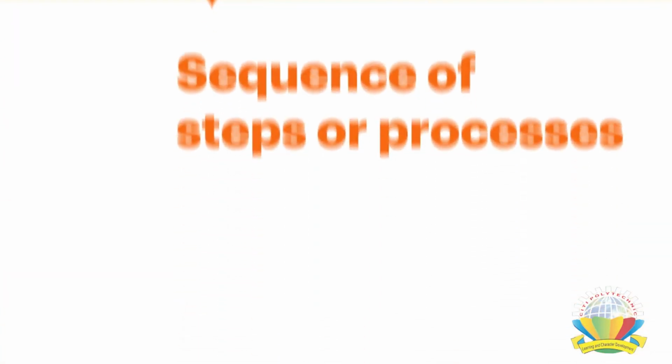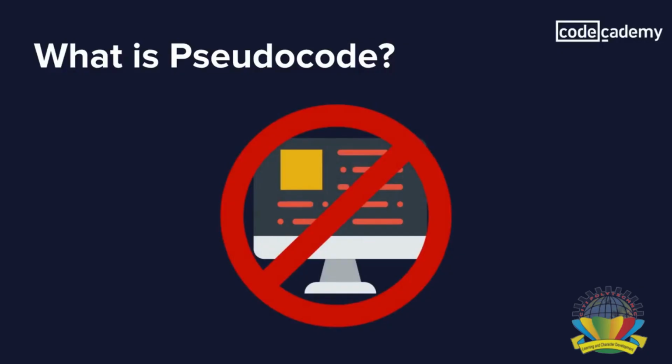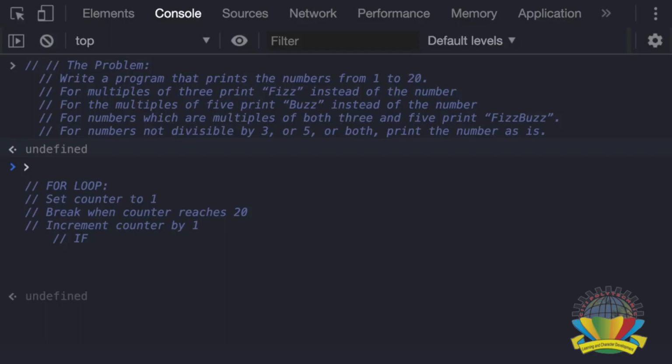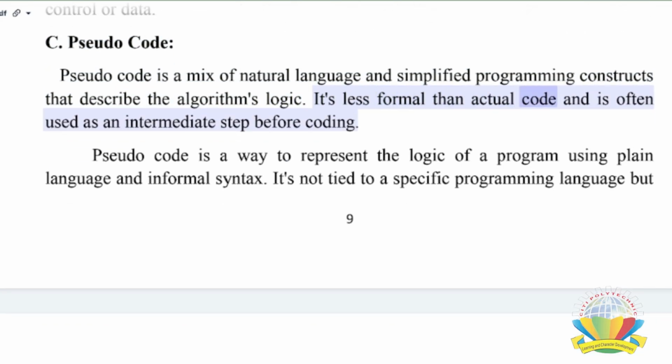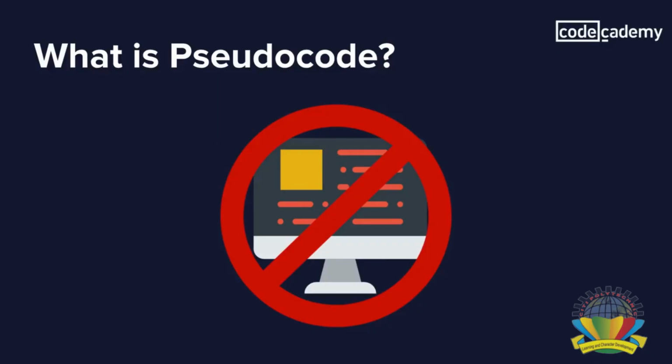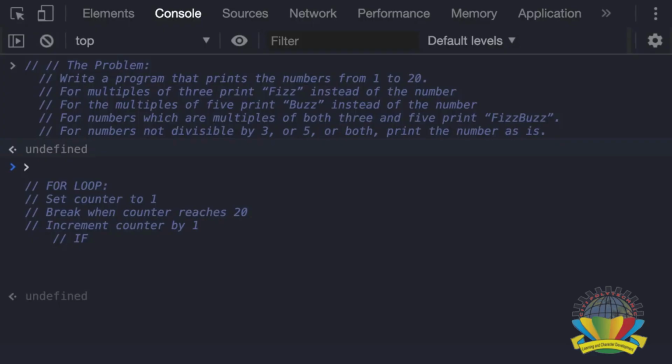C. Pseudocode. Pseudocode is a mix of natural language and simplified programming constructs that describe the algorithm's logic. It's less formal than actual code and is often used as an intermediate step before coding. Pseudocode is a way to represent the logic of a program using plain language and informal syntax. It's not tied to a specific programming language, but helps convey the structure and flow of a program.